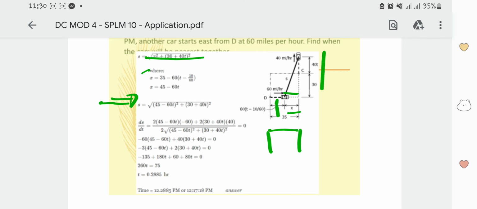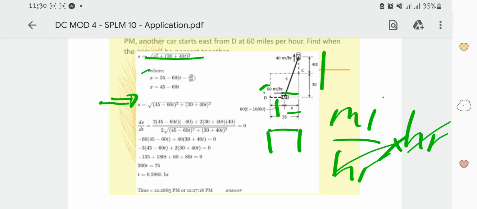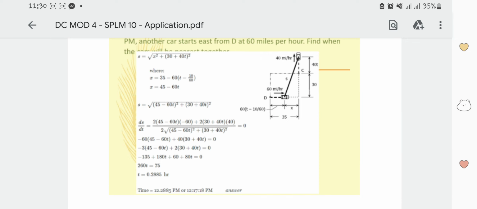And that distance is what was traveled by the car with a speed of 60 miles per hour times the time. So our time, 60 miles per hour. Miles per hour times hour, the hours cancel, right? The resulting value is miles, or distance. So that becomes 60 miles per hour times t minus 10 over 60.